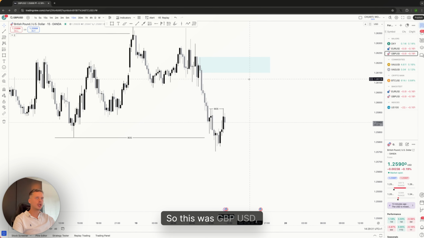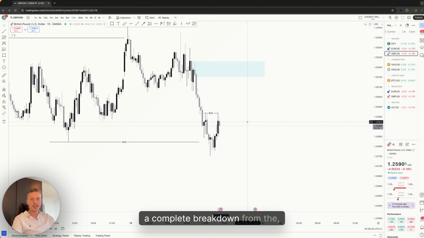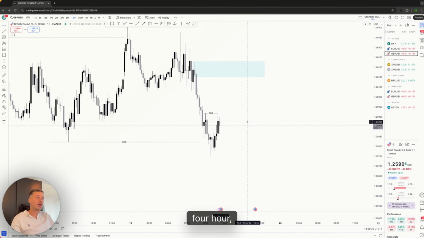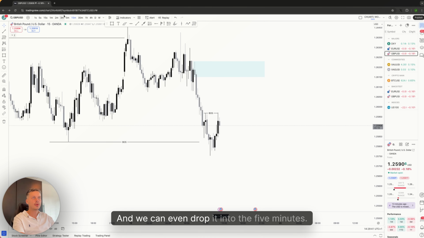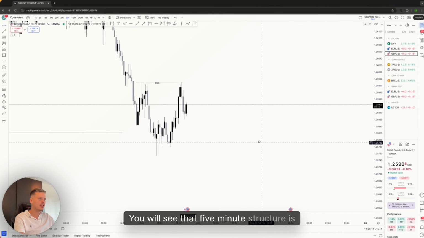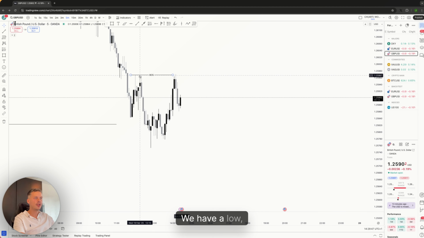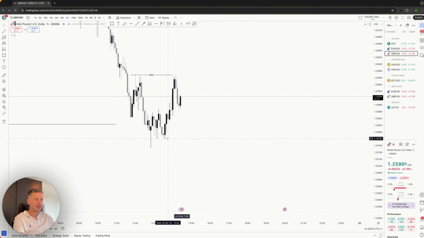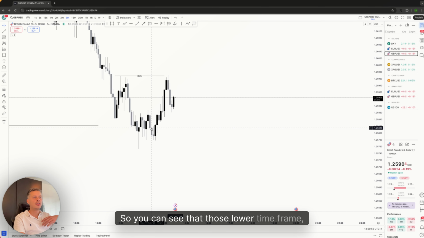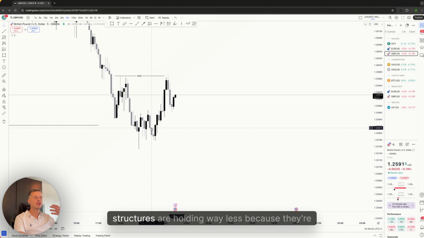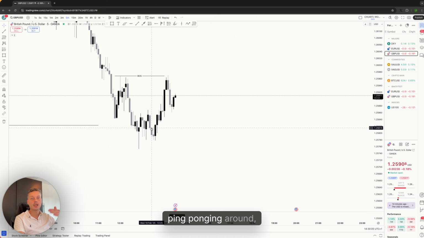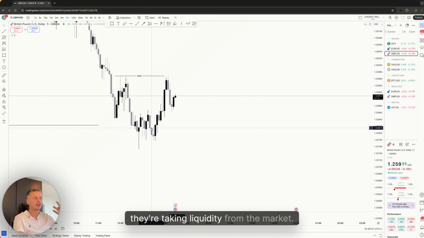So this was GBP USD, a complete breakdown from the weekly to the daily, 4-hour, hour, 15 minutes, and we can even drop it into the 5 minutes. You will see that 5-minute structure is different as well. We have a low, a high, a low, a high, a higher low, a higher high, again a lower low, a higher high. So you can see that those lower time frame structures hold way less because they're ping-ponging around, taking traders out, taking liquidity from the market.